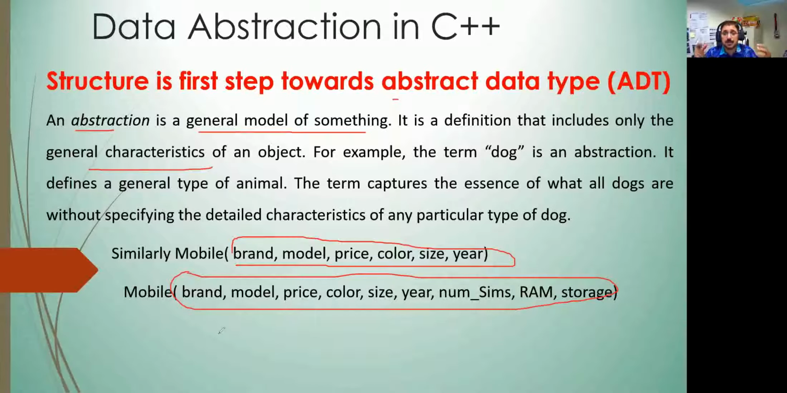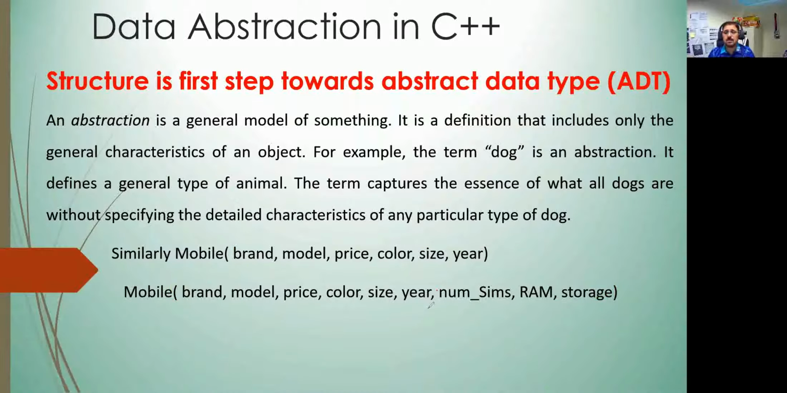And the process of deciding the general properties and combining them into a single entity like a student, this process is called data abstraction. Data abstraction is the process to collect general properties of some real world object and combine them into one entity. This entity we call a structure, as we discussed in our previous video.